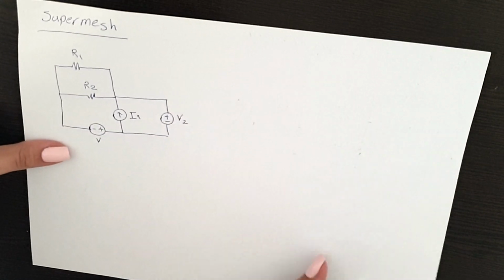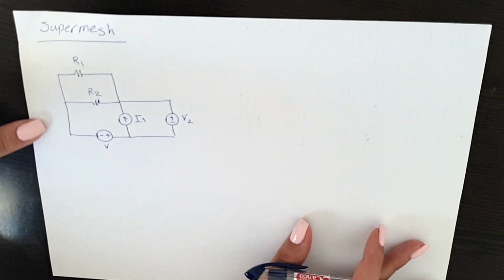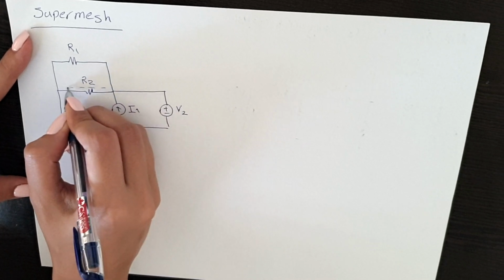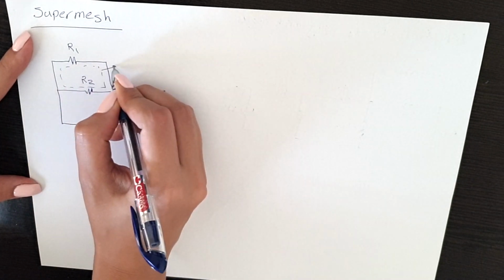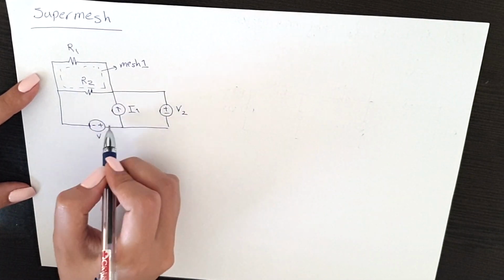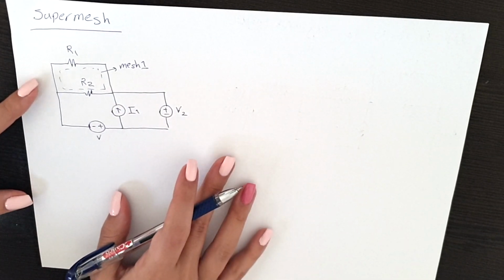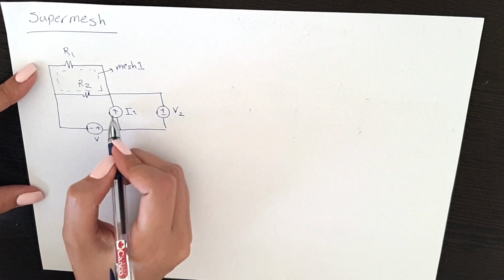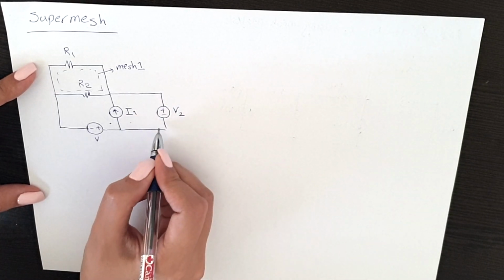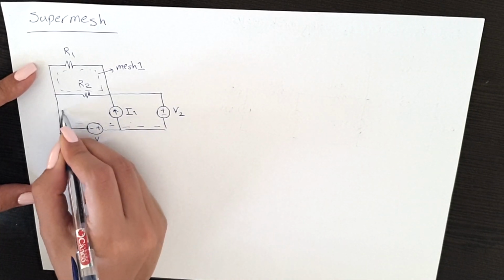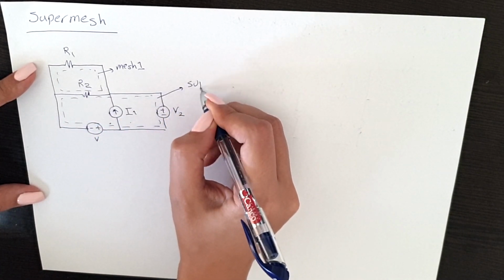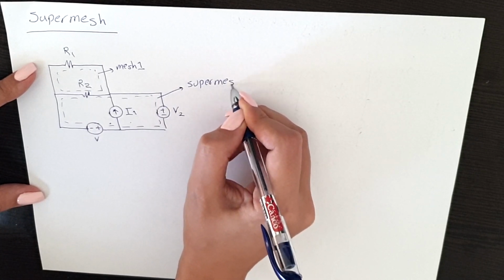So to explain that, let's look at this figure in here. You can see here we have one mesh. Let's call it our mesh 1. Here, maybe you think we'll say mesh 2 and mesh 3, but that's not what we do. Whenever we have a current source between two different meshes, we consider them as one big mesh, and we call this super mesh. That's the concept of super mesh.